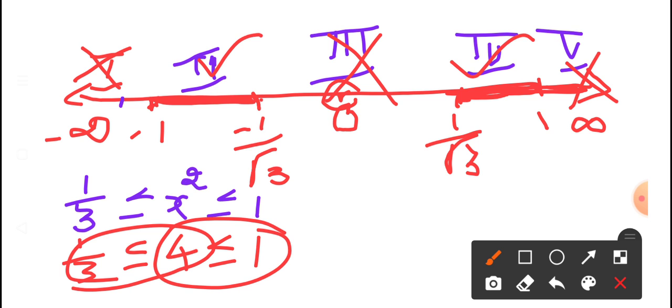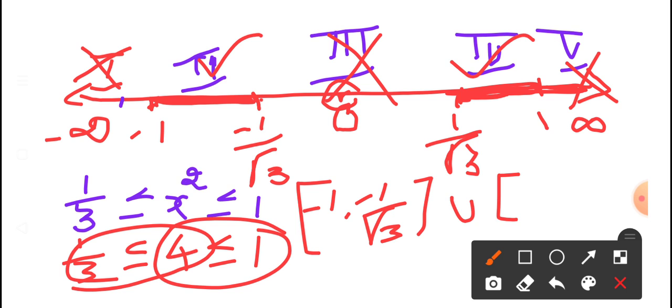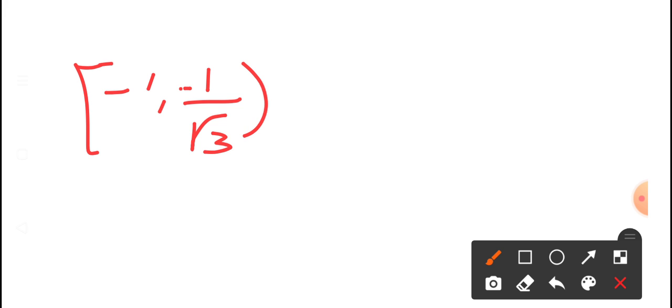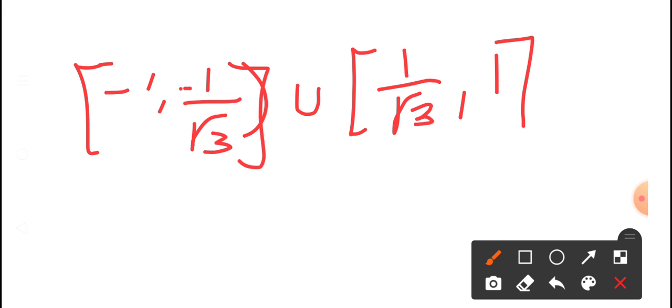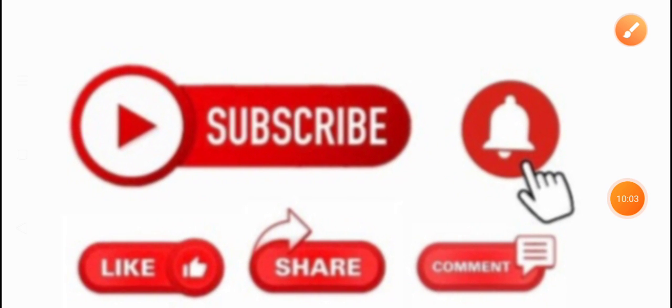Now we group these two intervals. This is our required domain, that is [-1, -1/√3] union [1/√3, 1]. Do you understand? Once again, listen. Our required domain is -1 to -1/√3 union 1/√3 to 1. Okay students, do you understand this sum? Okay, thank you.